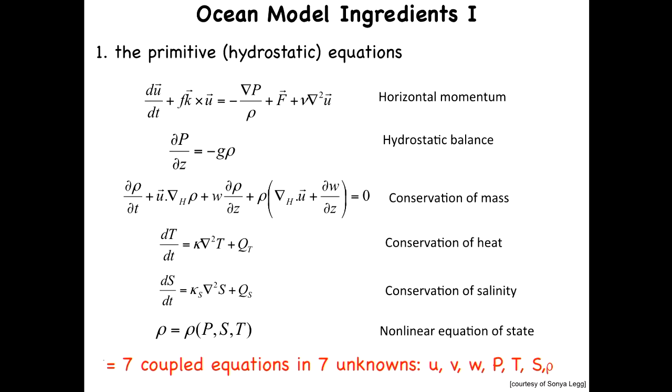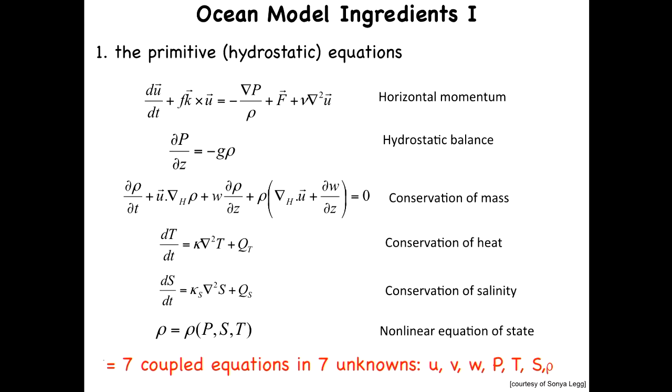We need some sort of conservation of mass equation, often somewhat simpler than this. And importantly, we need to conserve salinity and temperature independently of each other. Okay, so we think of salinity and temperature as two tracers that we shift around and we diffuse and we add bits and bobs in at the surface and what have you. And we carry them around independently.